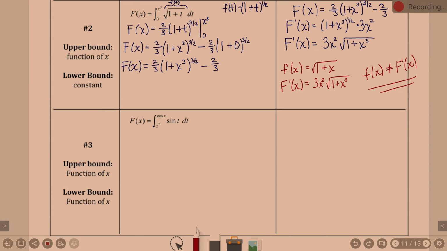There was an example where you had a lower bound constant, upper bound variable. It did not work. Okay, so these again are special cases. Example 3. The difference here is that upper and lower bounds are functions. Let's see what we have here. Keep in mind, what's f of t going to be? f of t is going to be sine t.